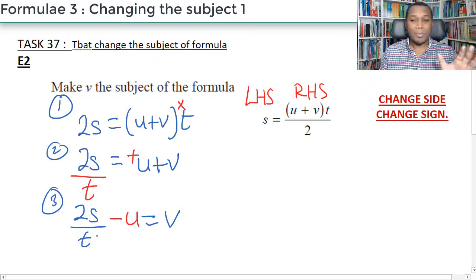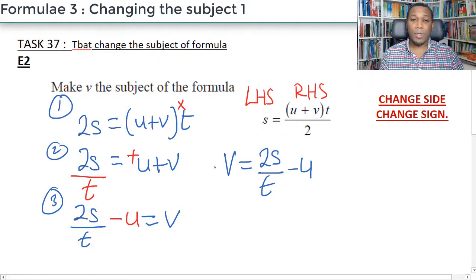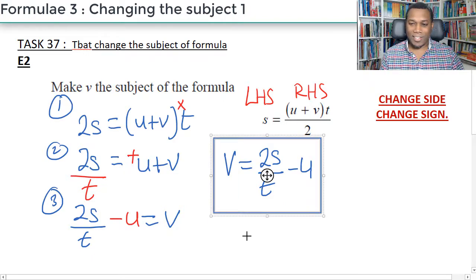And now we want to beautify. That's the way I'll put it. We just want that convention where the subject is on the left-hand side. It looks prettier. Our brain feels more comfortable. V is equal to 2s on t, take away u. And that is us sorted. I'll put that in a nice box. Yay, that looks pretty. And we have a solution there.